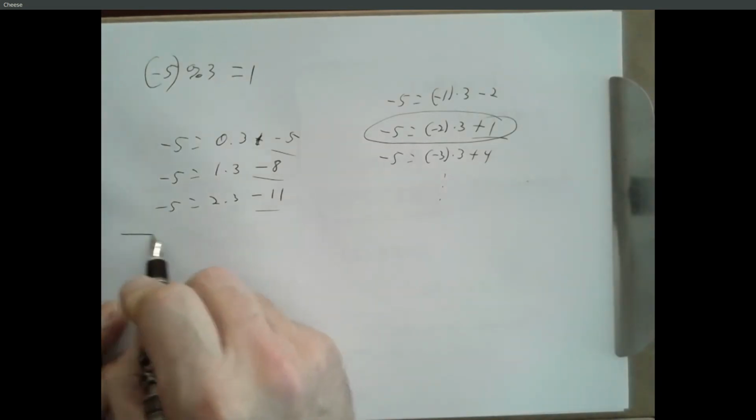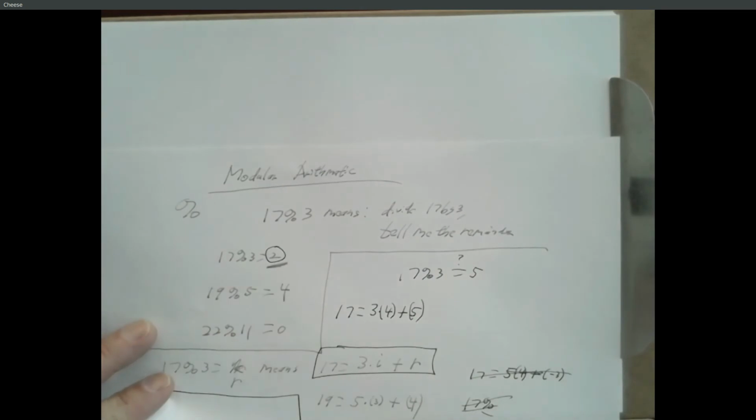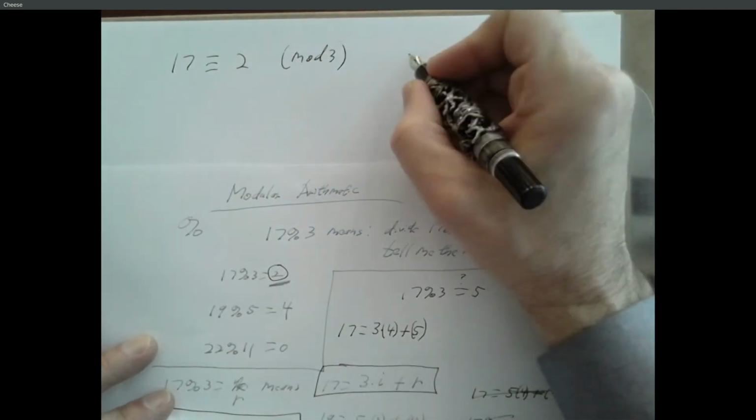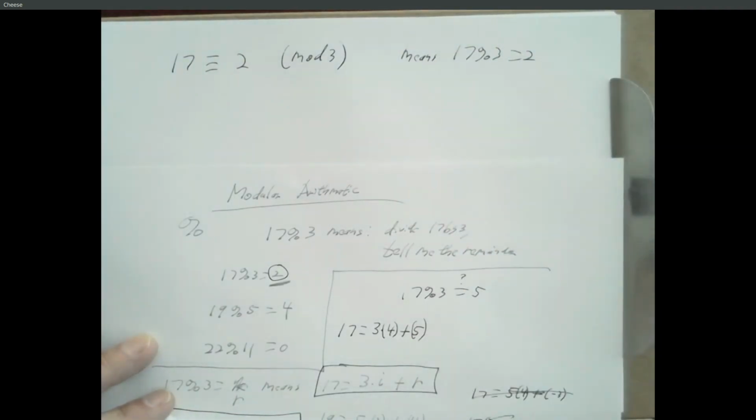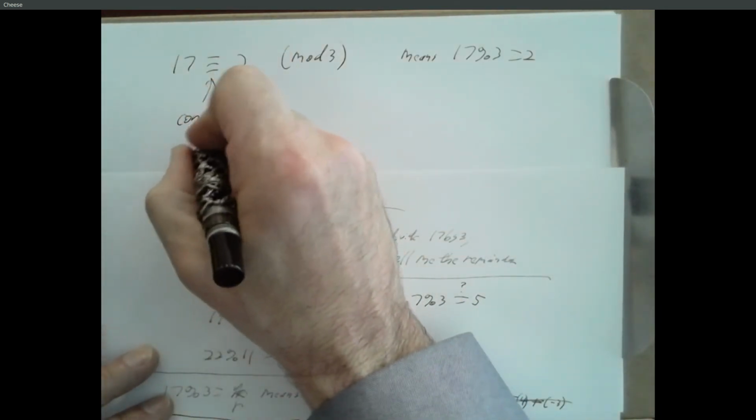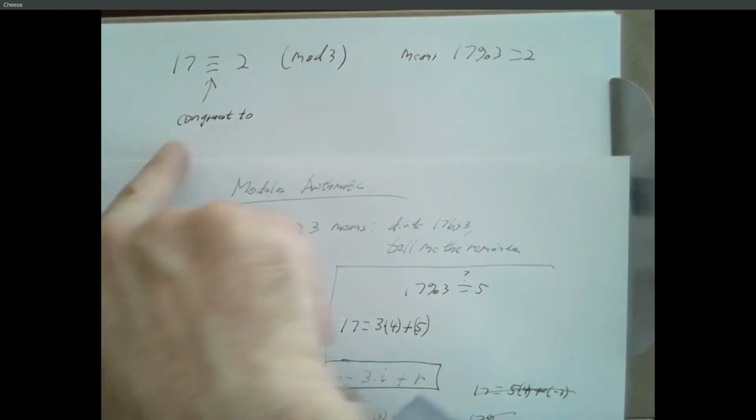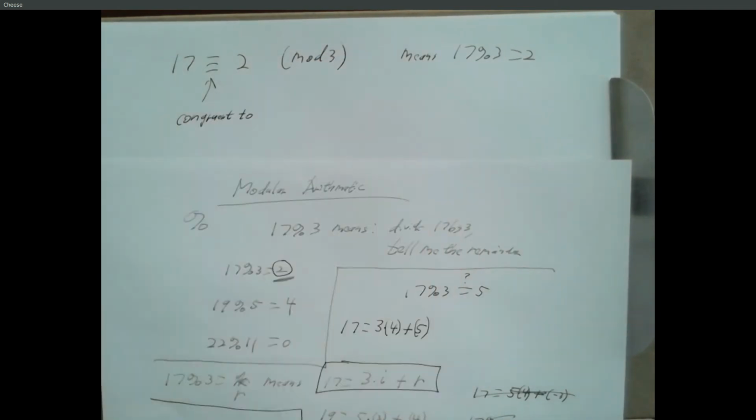Okay, so we have our own way of writing these remainders. So let's go back to our first ones. So 17 % 3 is equal to 2. What we would say is 17 is congruent to 2 modulo 3. This means when you divide by 3, you get a remainder of 2. So 17 triple equals sign 2 means 17 is congruent to 2 modulo 3. And it means when you divide 17 by 3, you got 2 left over.